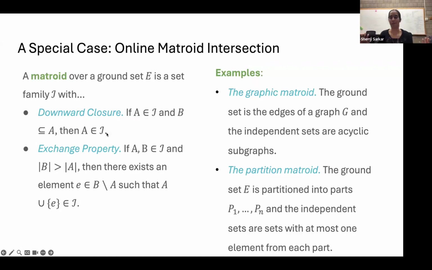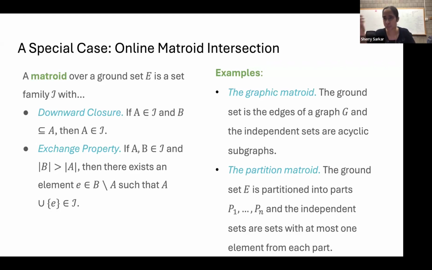And then we have an exchange property, which says that if A and B are independent sets, but B is a larger independent set than A, then there's a way to take an element from B and add it to A that preserves independence. Right, so there's all sorts of great examples of matroids. Linear algebra gives one good example, where your ground set is a set of vectors, and your independent sets are those subsets of vectors that are linearly independent.